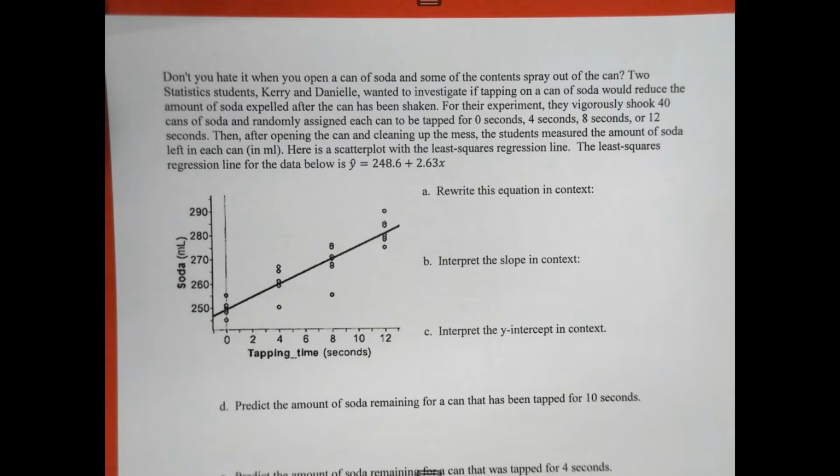For their experiment, they vigorously shook 40 cans of soda and randomly assigned each can to be tapped for 0 seconds, 4 seconds, 8 seconds, or 12 seconds. Then, after opening the can and cleaning up the mess, the students measured the amount of soda left in each can. Here's a scatter plot with the least squares regression line. And the least squares regression line for the data below is y hat is equal to 248.6 plus 2.63x.